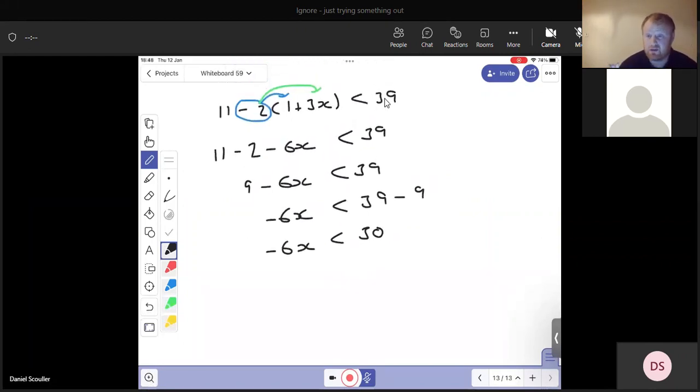Lots of room for silly errors, okay? There's nothing that we've not done or seen. They're quite easy, but there's lots of room for wee basic errors, okay? So minus 6x less than 30, taking that minus 6 across, x, that flips, 30 divided by negative 6, oops, x is greater than negative 5. Okay.